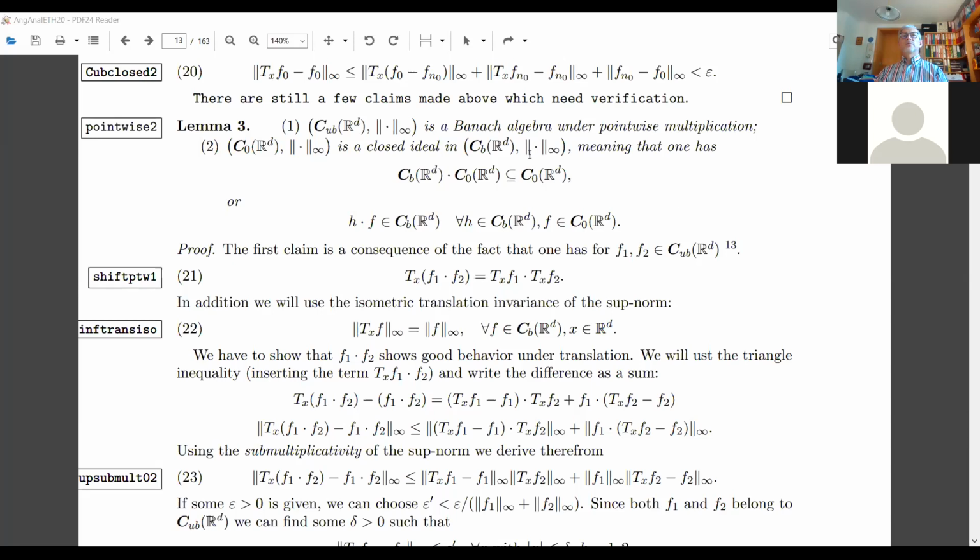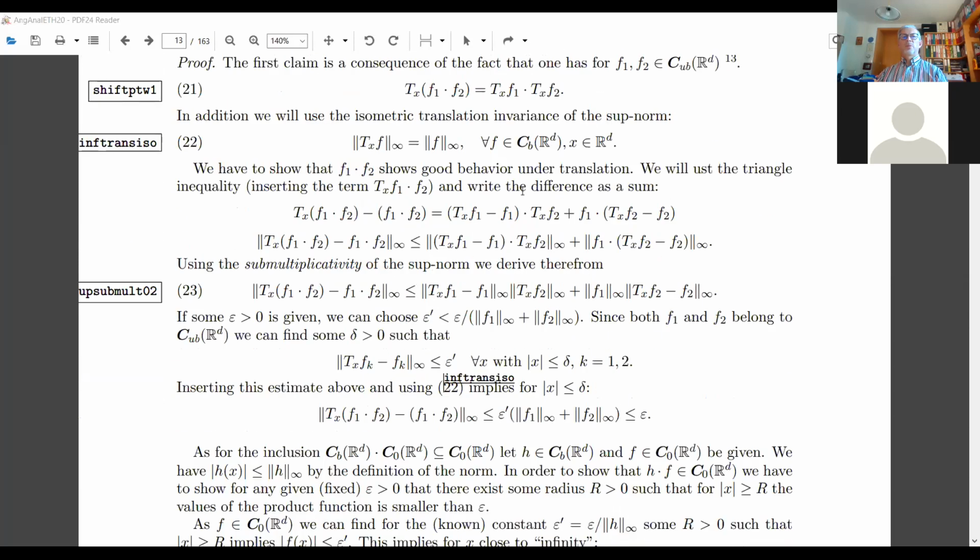Recall also that we have seen that pointwise products of uniformly bounded continuous functions are again uniformly bounded and continuous, or if you multiply a function vanishing at infinity with a bounded continuous function, then you will get a function vanishing at infinity. This term has been corrected meanwhile.